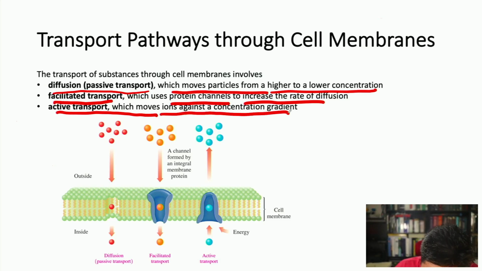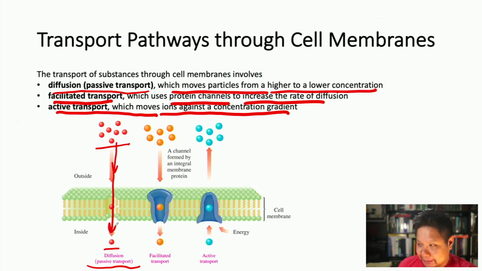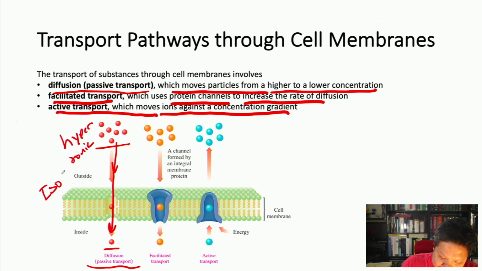So just real quickly with this picture, we have here diffusion, which is passive transport. When the concentration inside the cell is less than the concentration outside the cell, then diffusion will happen so that the concentration inside the cell becomes more like the concentration outside the cell. Because right now, it's hypertonic outside the cell, and it wants to become isotonic, which is the same on both sides. Now, if it was opposite and there was more on the inside of the cell, then it would go the other way, because then you would be hypotonic outside the cell.